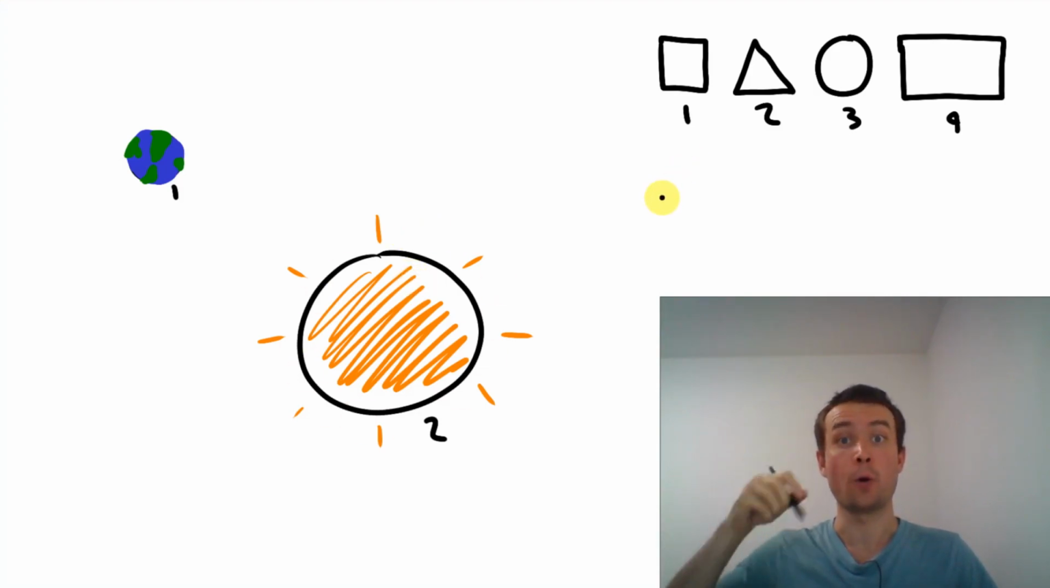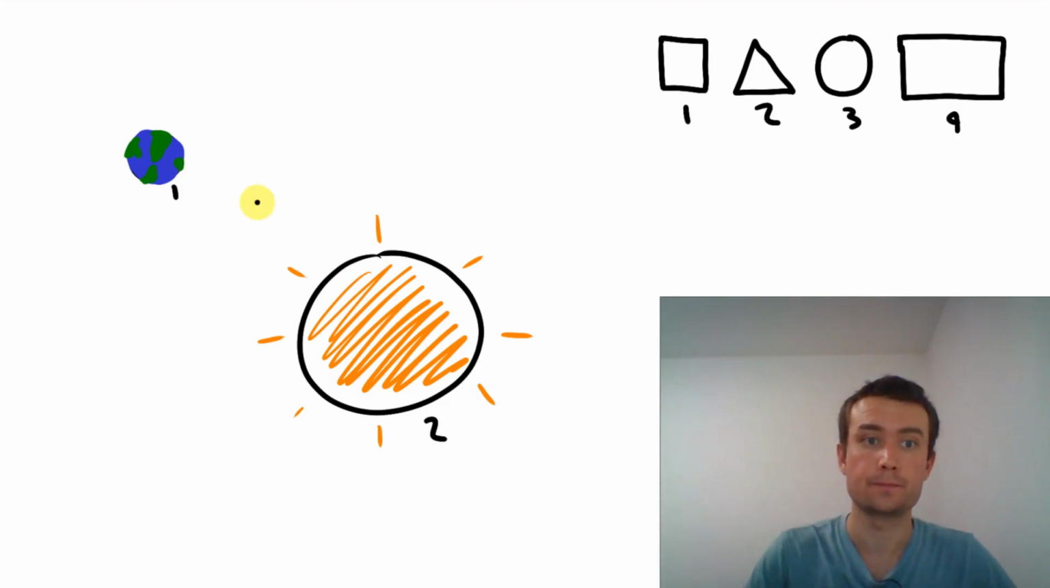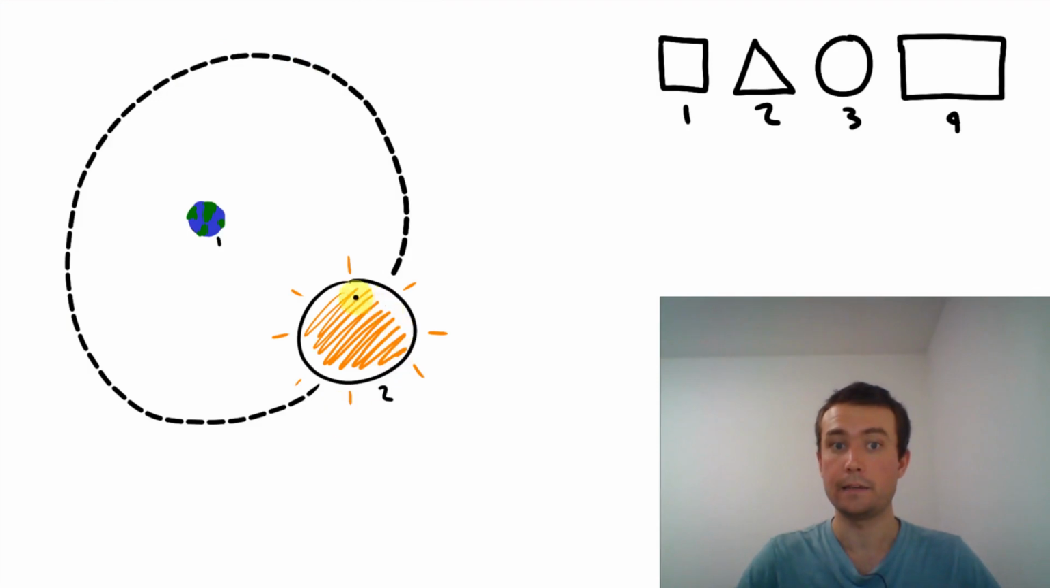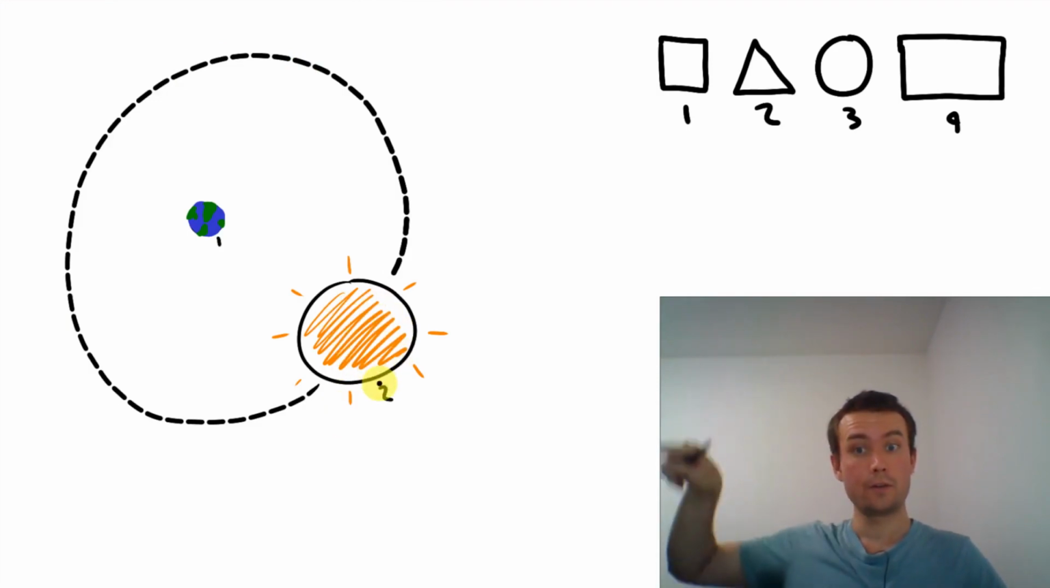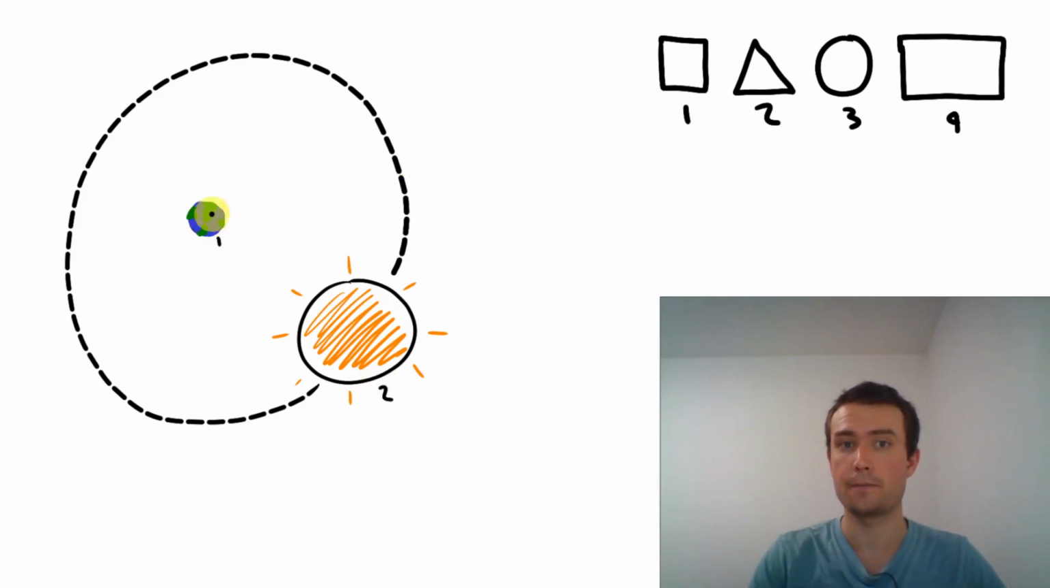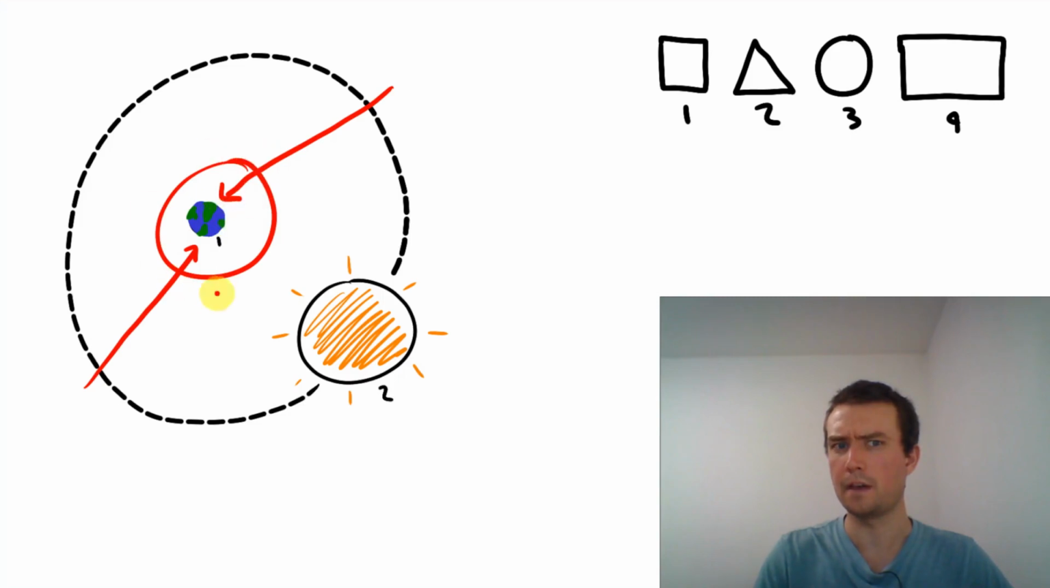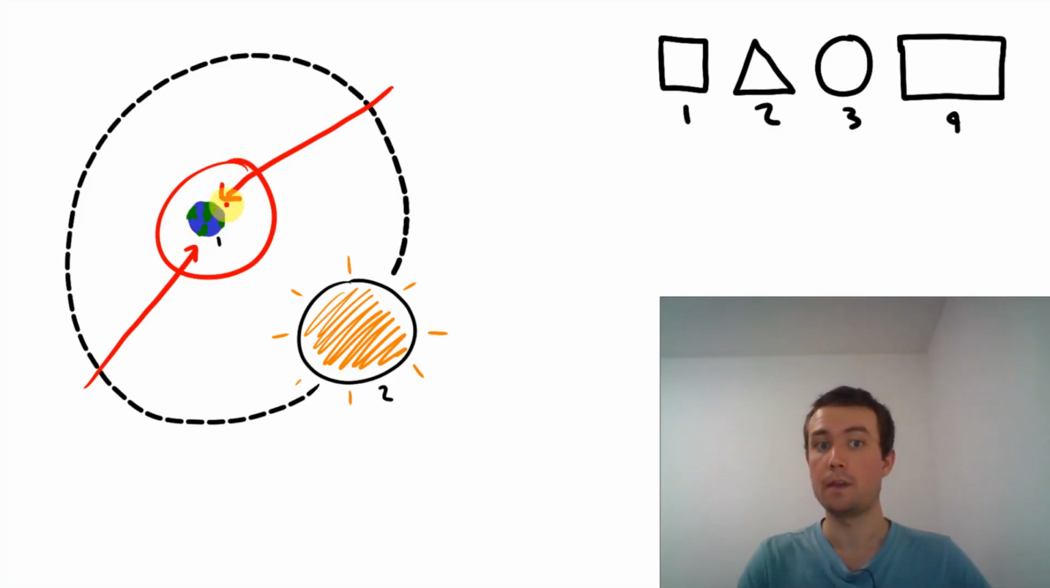Now, I'm going to draw another circle. This circle is the sun going round the earth. Does the sun go around the earth? Is the earth in the center? No. The earth isn't in the center, and the sun doesn't go around the earth.